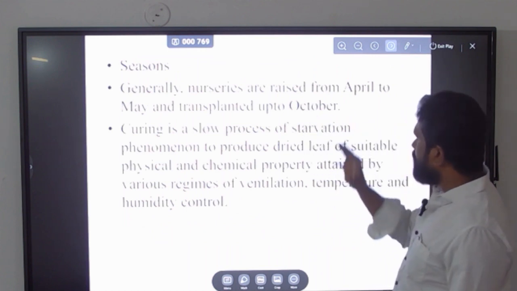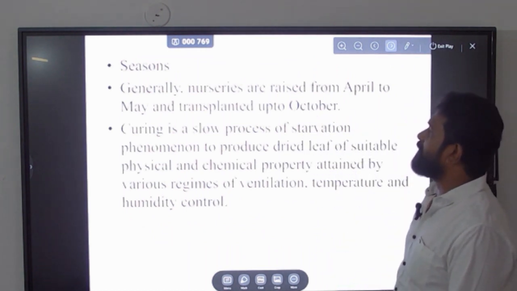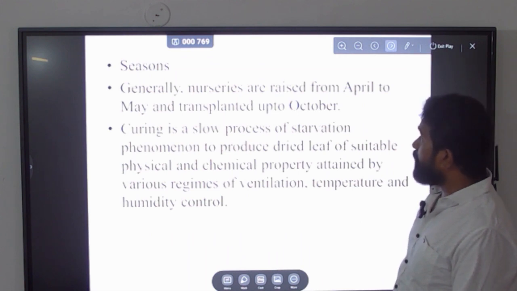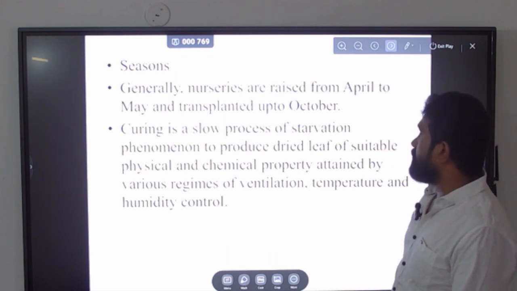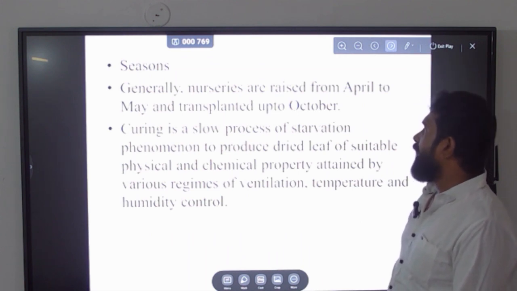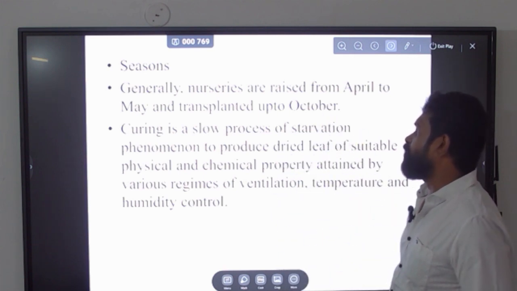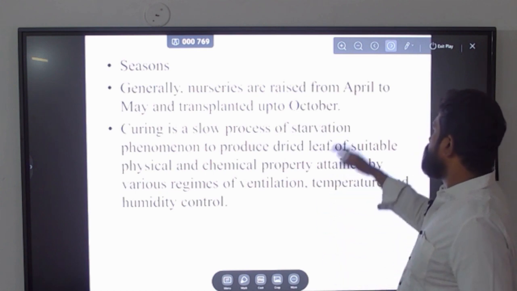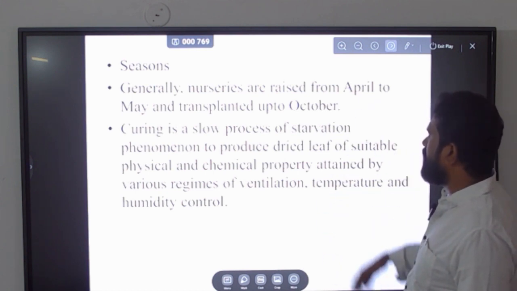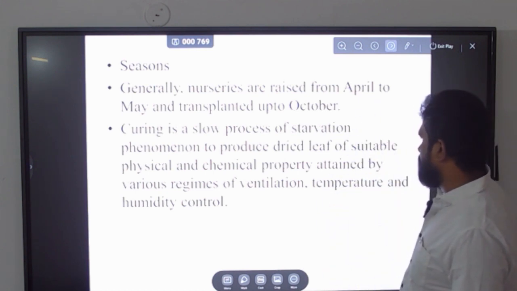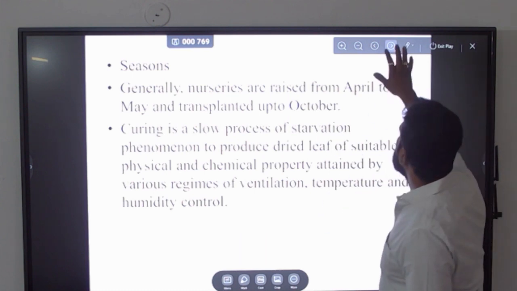So what is the major time for that? April to May is the best time for the nursery, and the plants have to be transplanted in the period of October. So this is the process that we have for tobacco.